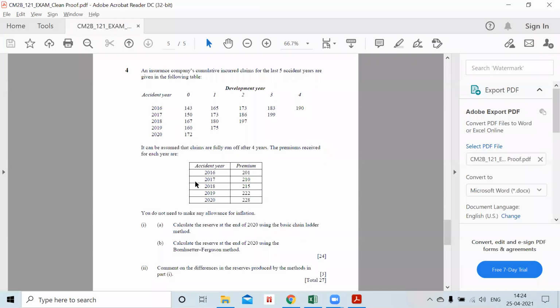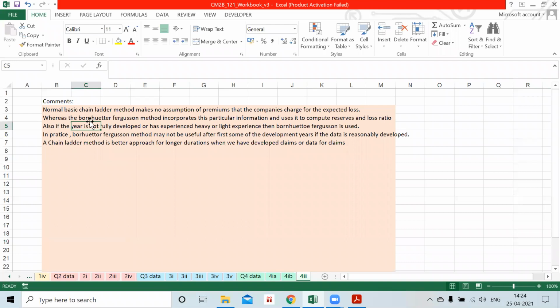Okay. And the last one was to comment on the differences in the reserves produced by the methods in part one. So the basic chain ladder method makes no assumption of premiums that the company charges or the expected loss ratio, whereas the Bornhuetter-Ferguson method incorporates this particular information and uses it to compute reserves. Also, if the year is not fully developed or has experienced heavy or light experience, then the Bornhuetter-Ferguson method is used. In practice, the Bornhuetter-Ferguson method may be useful only for the first few years, but after the claims are fully developed, the basic chain ladder method is more reliable, for longer durations once the claims are developed.